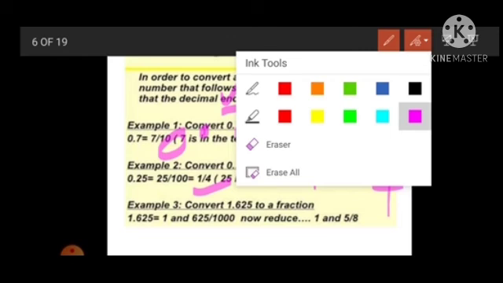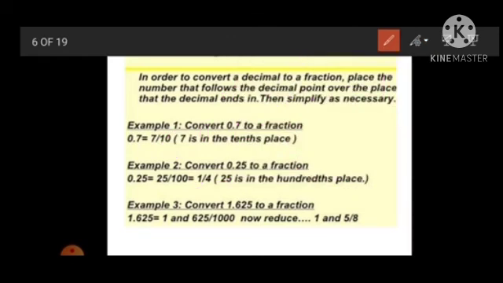Now, next example. Convert 1.625 to a fraction. Now, 1 is a whole number as it is, right? After the decimal point, how many digits? 3 digits. After the decimal point, first is the tenth place, tenth, hundredth, thousandth. So, we will write the denominator 1000. So, 1 and 625 by 1000.